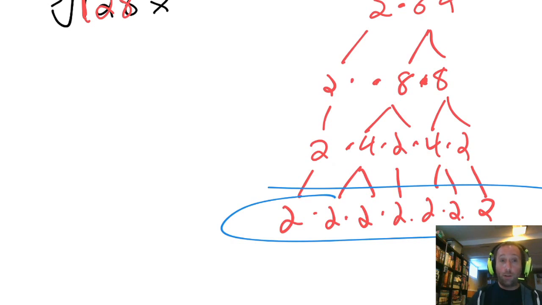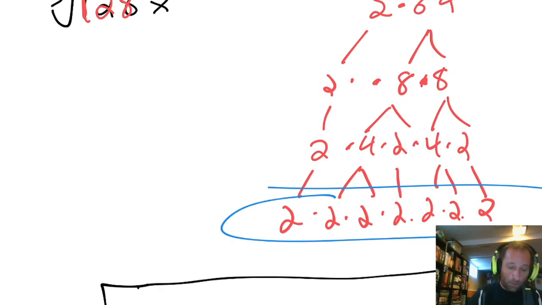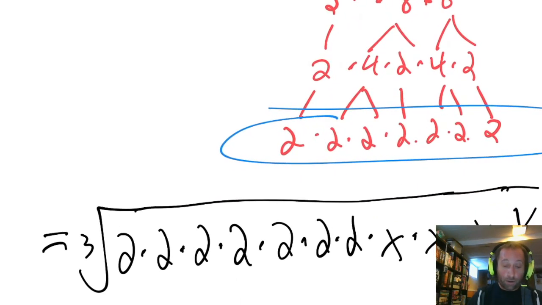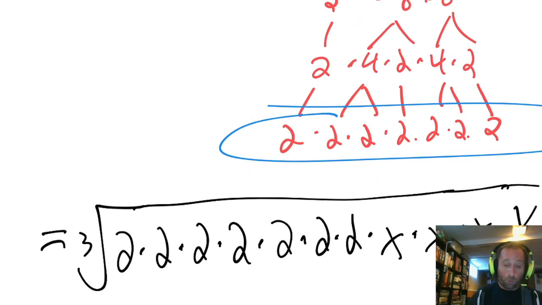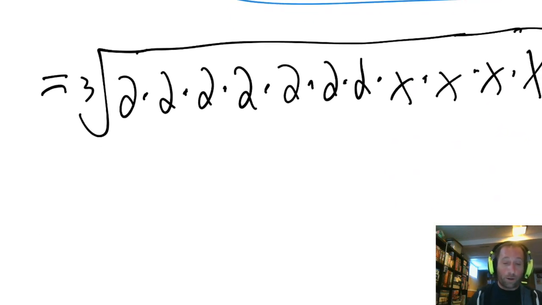So we had the cube root of 128 times x to the power of 4. So this is the cube root of, now you don't have to write all these factors individually. I'm just going to do it in this one case. And don't forget we had x to the power of 4. That one can also be divided up. So those are all of the prime factors, including the variables, for the cube root of 128 times x to the power of 4.